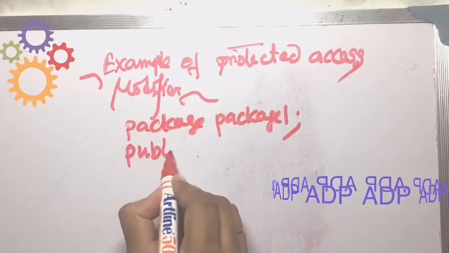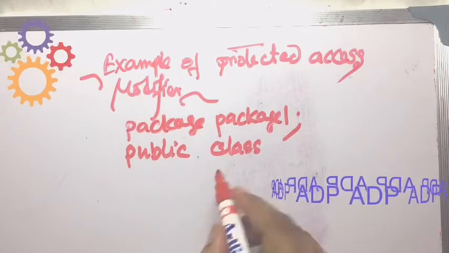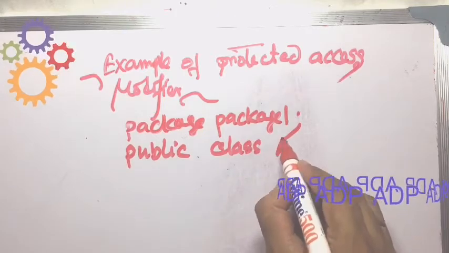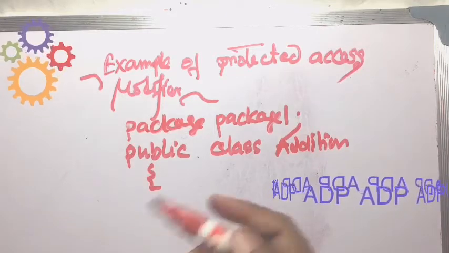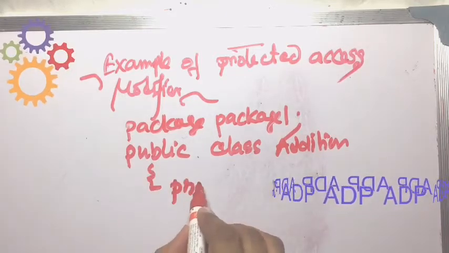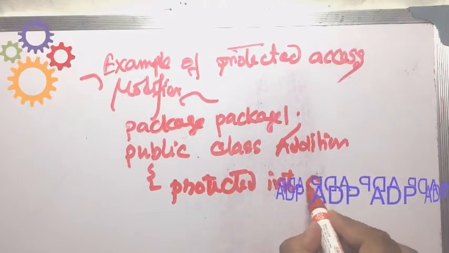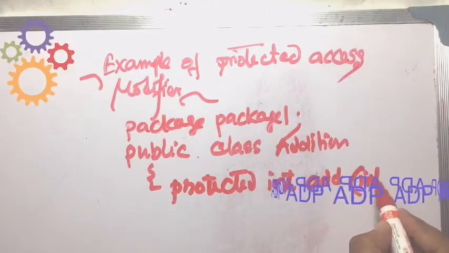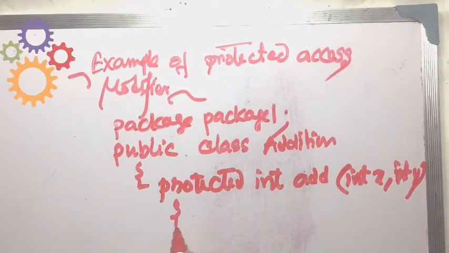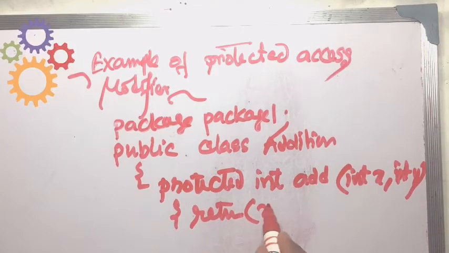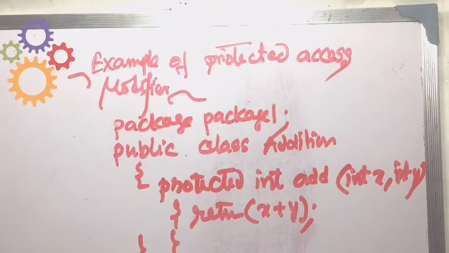A public class, you cannot use a protected class. The name of the class is, suppose, Addition, and within Addition there is a protected access modifier, integer return value, and the name of the function is add, and the parameters are x and y. These are the two parameters. Our return value is return x plus y, and this is the end of the class.